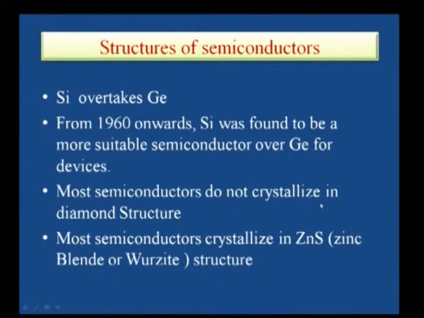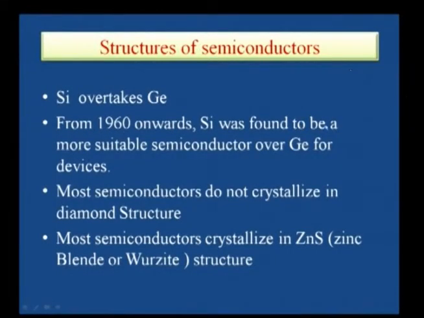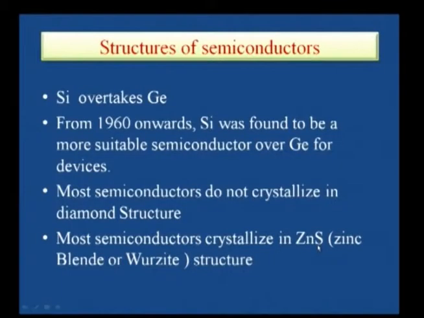Most semiconductors do not crystallize in the diamond structure, that is another important point. Suppose I ask what is the structure of gallium arsenide or indium phosphide, you should not tell that it is a diamond structure. When I am talking about structures of semiconductors, silicon and germanium crystallize in the diamond structure. It does not mean all the semiconducting materials used for devices do, for example gallium arsenide for LED does not crystallize in the diamond structure. I want to impress upon you, most semiconductors do not crystallize in the diamond structure. This is again an important point.